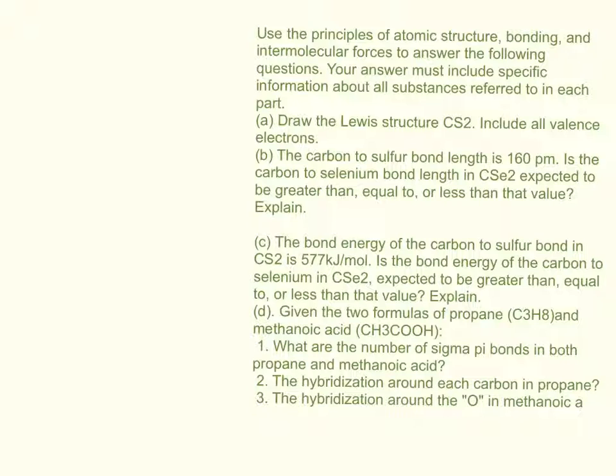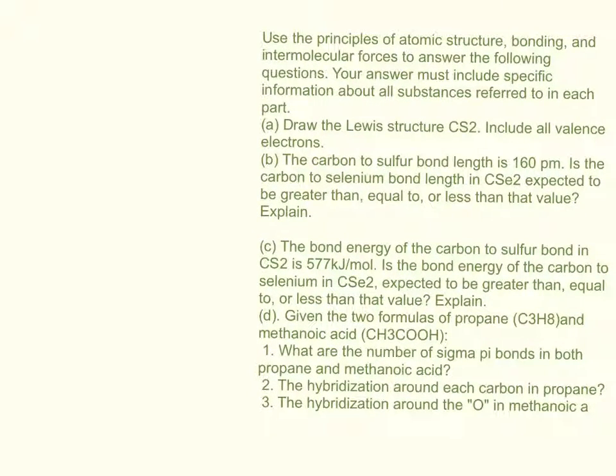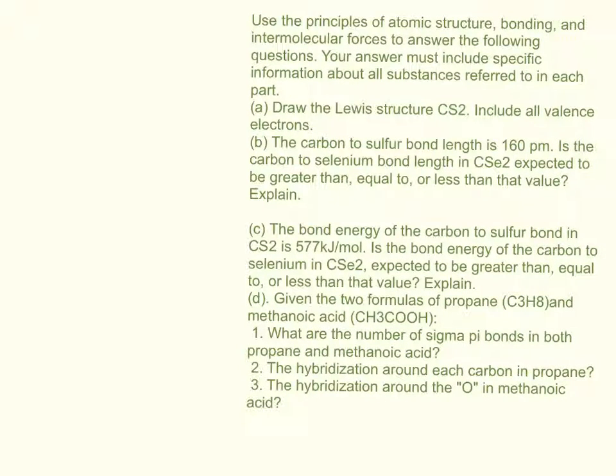Given the two formulas of propane and methanoic acid, what are the number of sigma and pi bonds in both propane and methanoic acid? What is the hybridization around each carbon in the propane and the hybridization around the O in methanoic acid? So this would be a good place to pause the video, see what you can do on your own, and then come back and check your work. Okay, so you're back. That means you've done what you could.